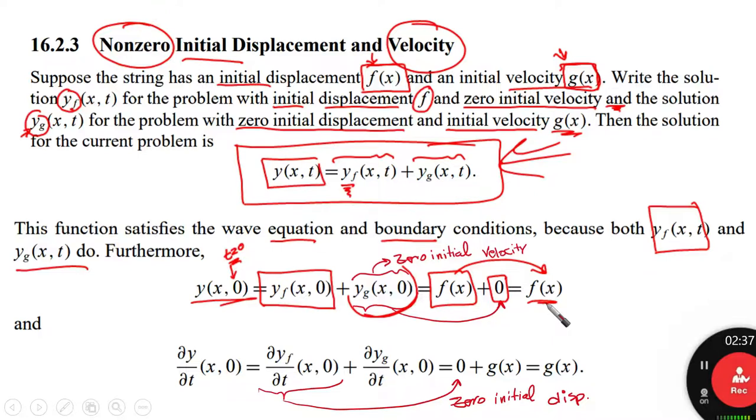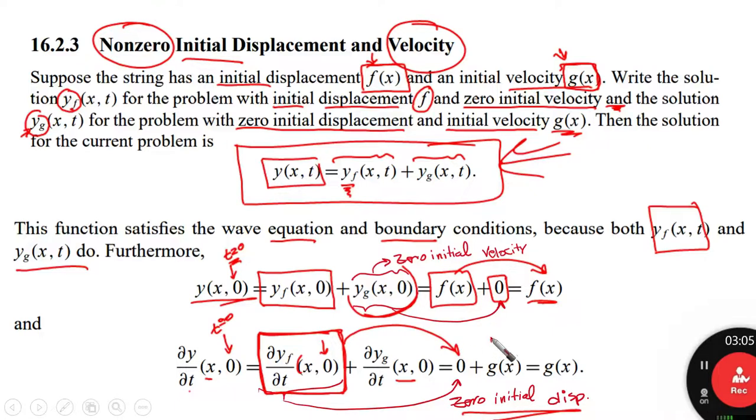And here it applies for the case of velocity. Partial y partial t of x at t equal to 0 is going to be exactly partial y_f partial t at the same point in time, t equal 0, plus partial y_g partial t of x at 0. How much is this? Exactly, this is going to be 0. This is the zero initial displacement case. So we are going to end up with g of x, which is right.